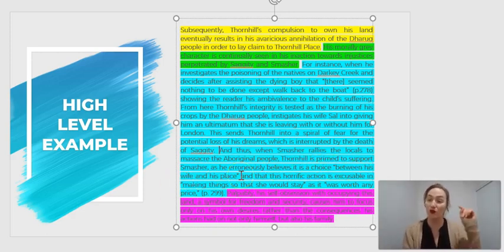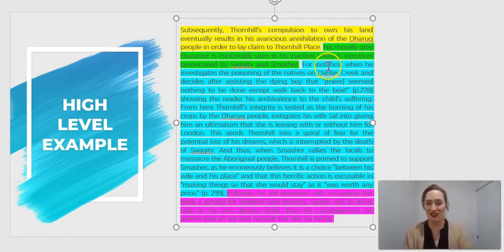Now, this is the quote that would have been better in that paragraph before it, of it's a choice between his wife and his place, and that this horrific action is excusable in making things so that she would stay, as it was worth any price. So he believes that in order to make her stay, it's better to basically kill a whole bunch of innocent people. If that's not obsession, I'm not sure what is.